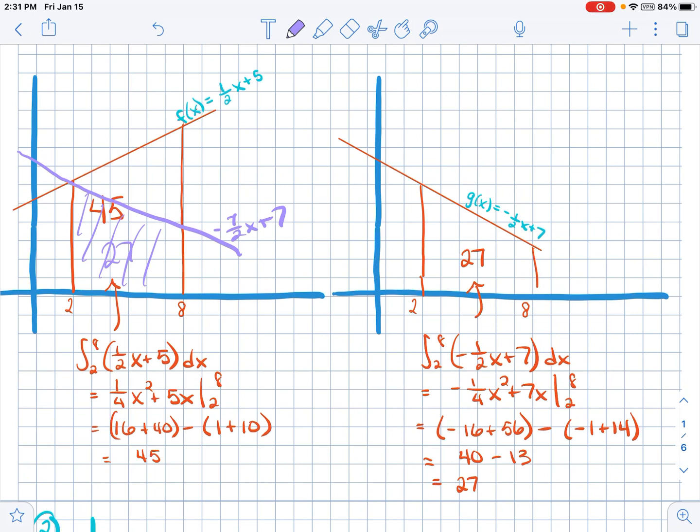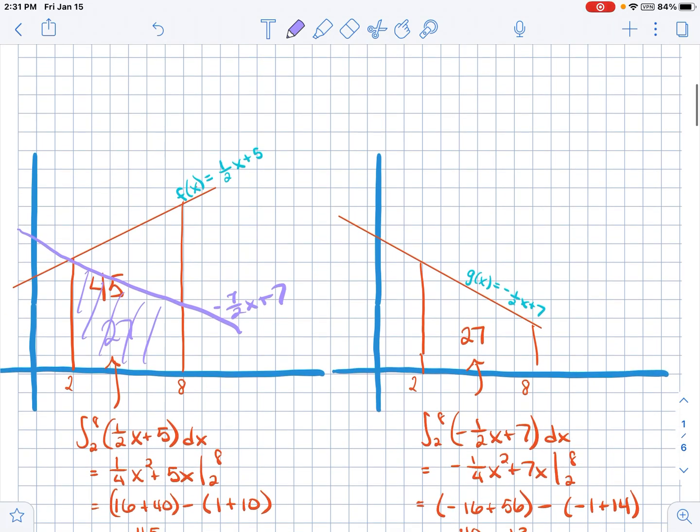So the area of the region bounded by these two functions is the result of doing, from 2 to 8, we'll take the top function, which is 1/2 x plus 5, minus the bottom function, which is negative 1/2 x plus 7. And what we end up with is 45 minus 27, or 18.